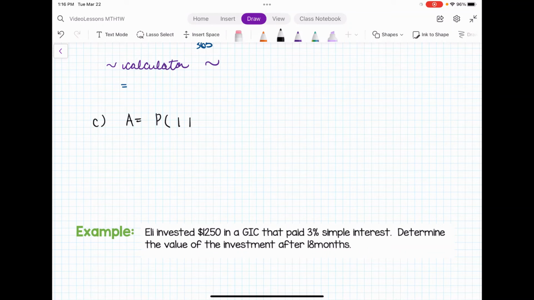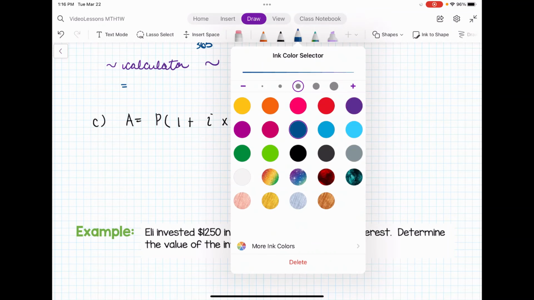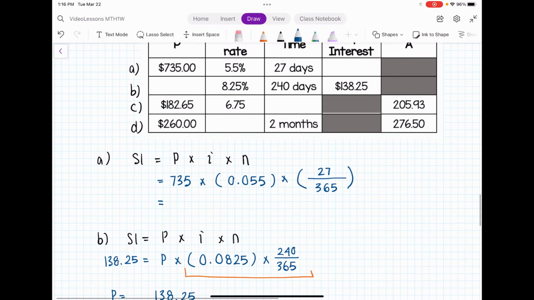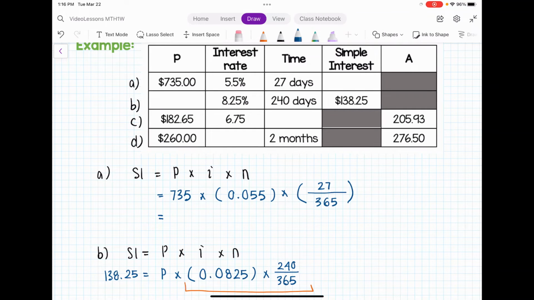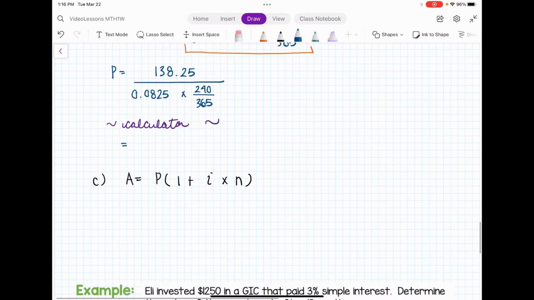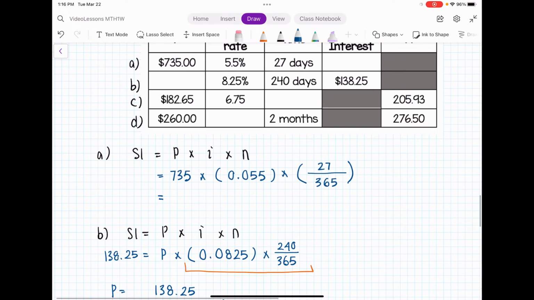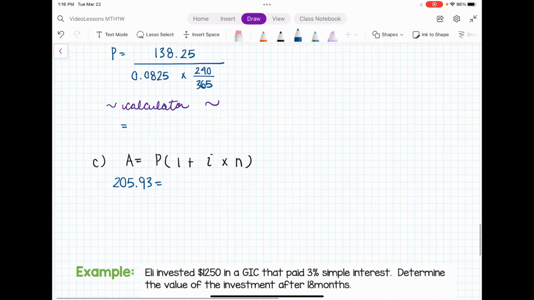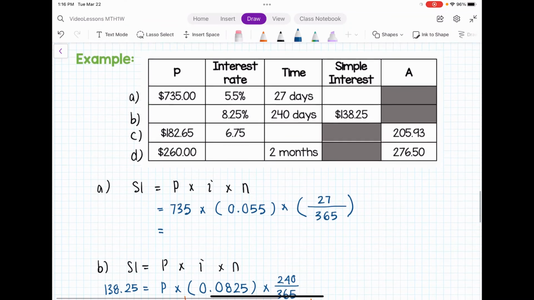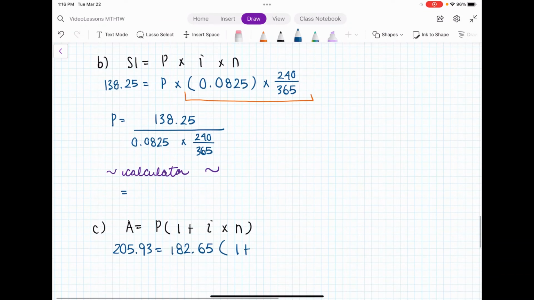So this is the formula that uses the accrued amount. Now let's put in everything they give us. They told us that we have accrued $205.93, and our principal is $182.65. And they also told us the interest rate was 6.75%.